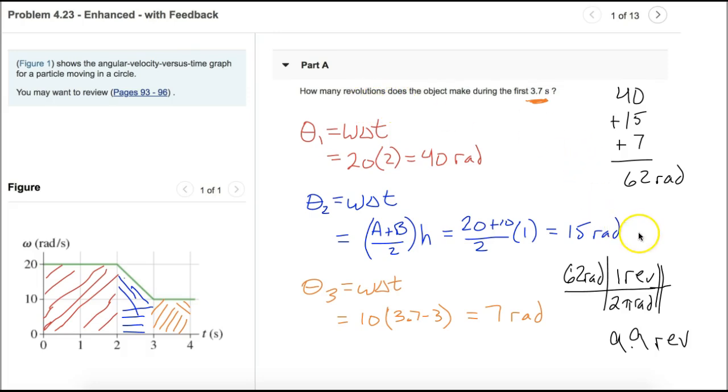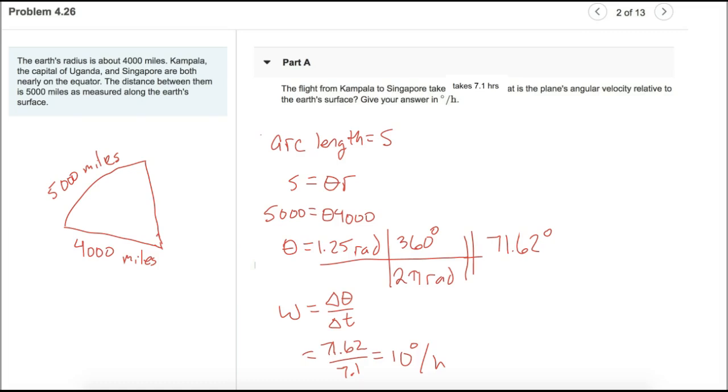To go from radians to revolutions, we're going to use this conversion. There's 2 pi radians in 1 revolution, and we'll talk about it again in a second. We're going to take that 62 radians, multiply it times 1 revolution divided by 2 pi radians, and we get 9.9 revolutions. For the next one, this is 4.26.